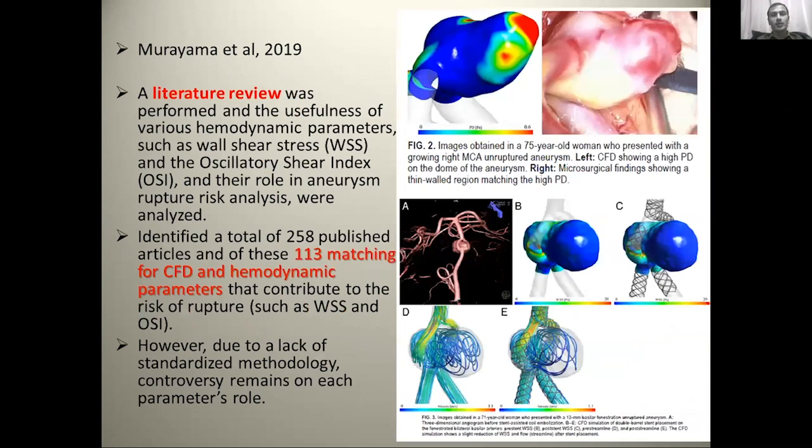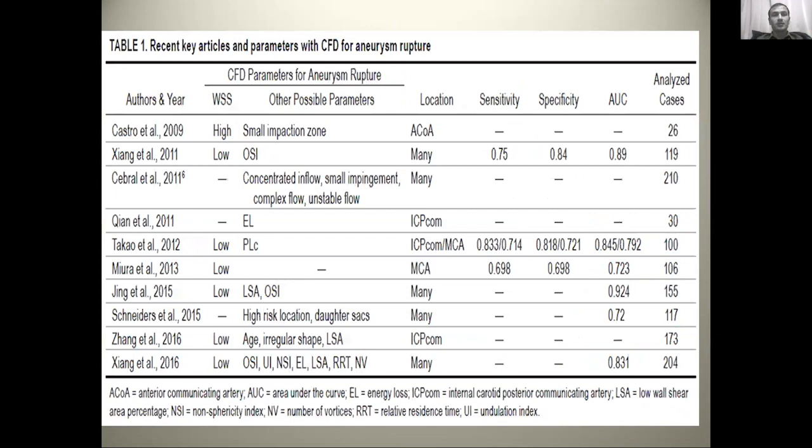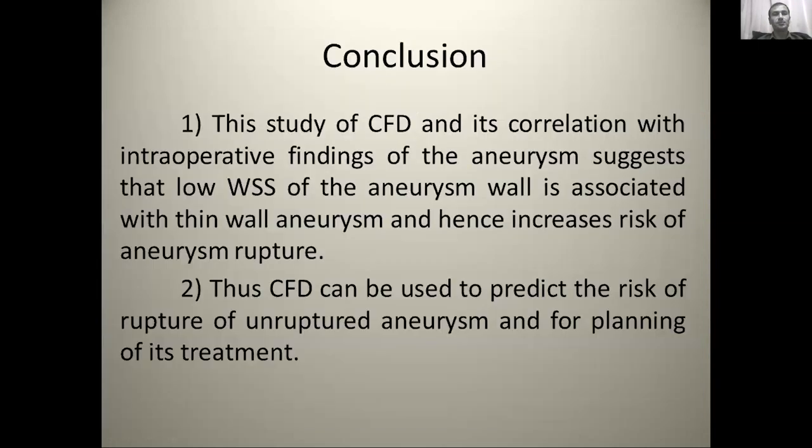Murayama, as my colleague mentioned before, gives some information about parameters of safety in some authors. For example, Castro gives high wall shear stress only, and the other authors give low wall shear stress as the prediction for aneurysm rupture.